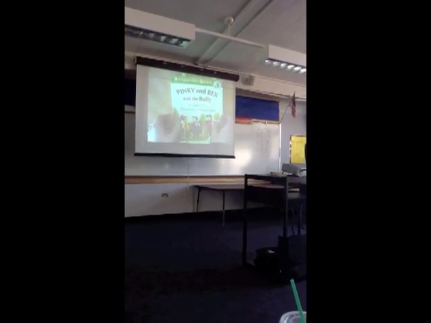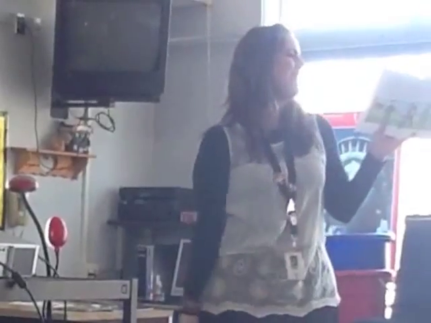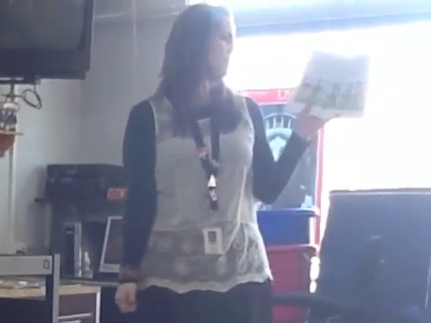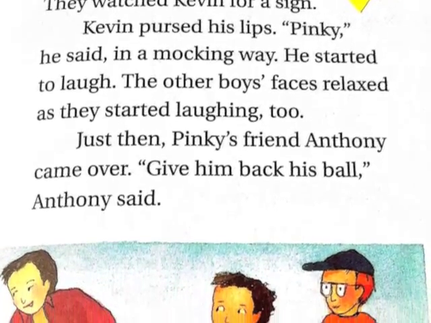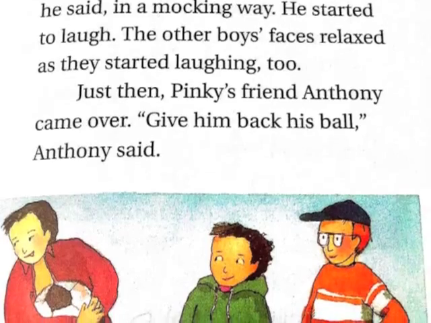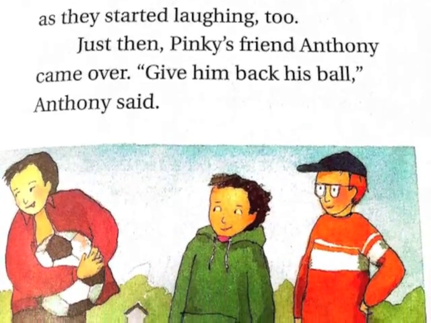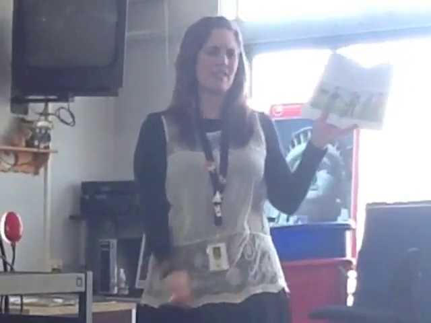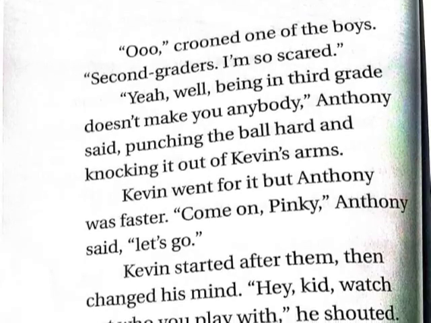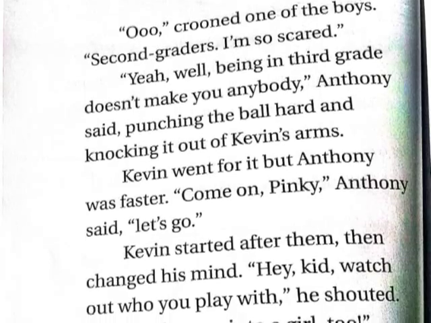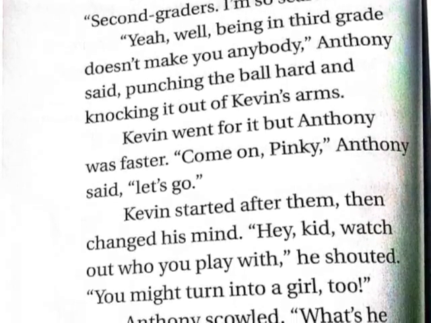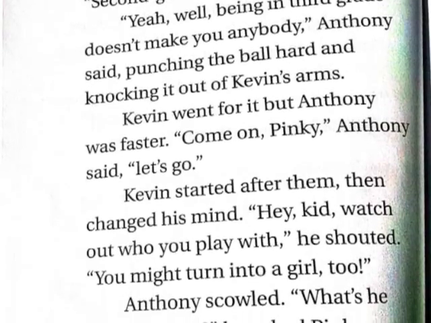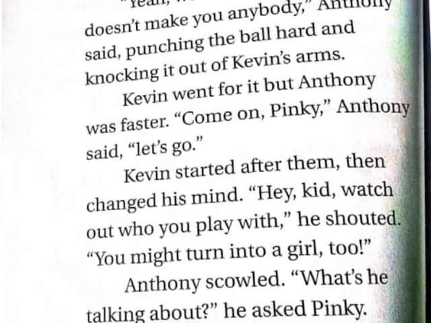Pinky and Rex and the Bully by James Howe. Pinky, he said in a mocking way, started to laugh. The other boys relaxed as they started laughing too. Just then, Pinky's friend Anthony came over. "Give me back his ball," Anthony said. "Ooh," crooned one of the boys. "Second graders, I'm so scared." "Yeah, well, being in third grade doesn't make you anybody," Anthony said, punching the ball hard and knocking down Kevin's arms.